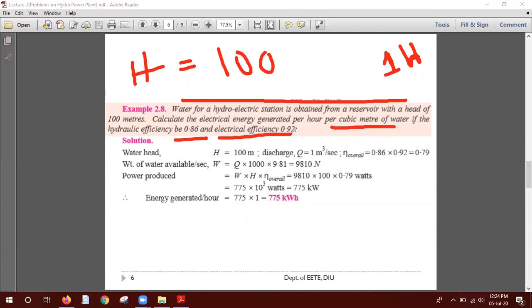If the hydroelectric efficiency is 0.86 and the electrical efficiency is 0.92. So basically, there are two efficiencies. To get the overall efficiency, we just multiply these two. You see that N overall equals the multiplication of these two, we get 0.79. That is the overall efficiency.